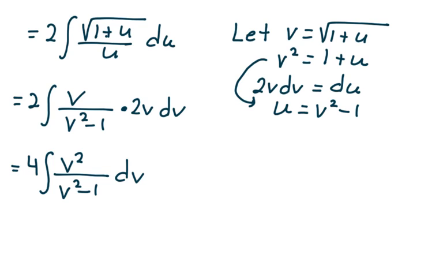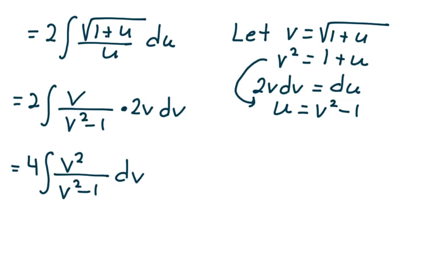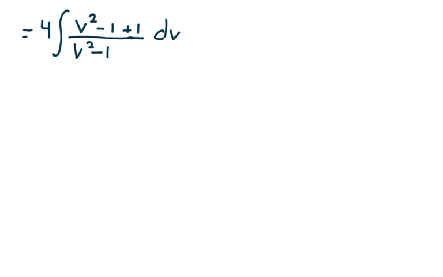And from here, this is 4 times the integral. So I'm going to take v squared over v squared minus 1. I'm going to subtract 1 and add 1. It's like adding 0. Okay? And so this is just a rewrite of the previous line. Why? Because I want to be able to split off the fraction and be able to cancel the denominator in the first fraction, basically. And I'll show you what I mean.